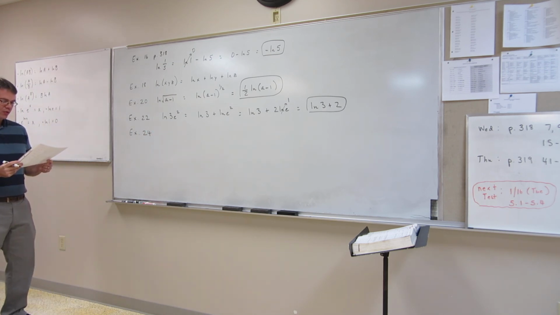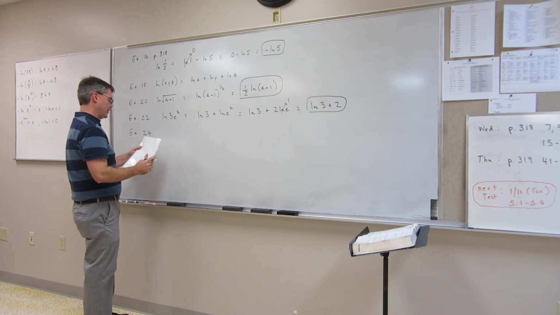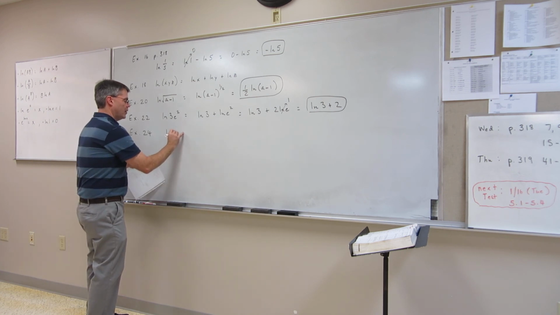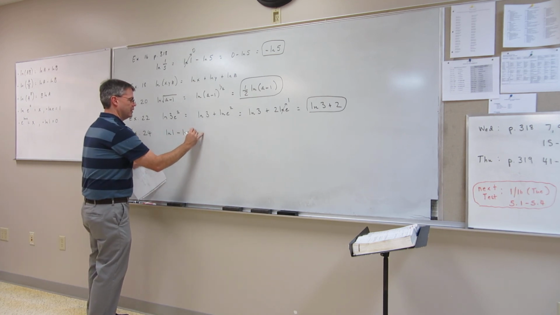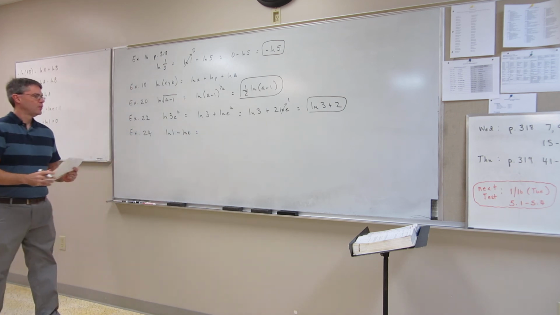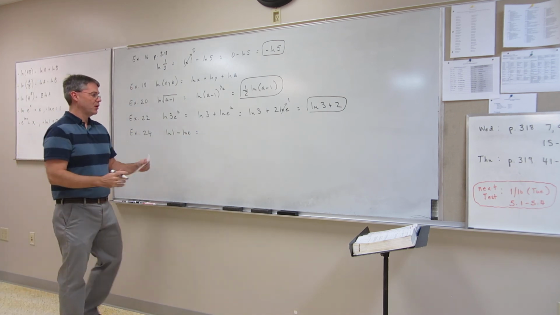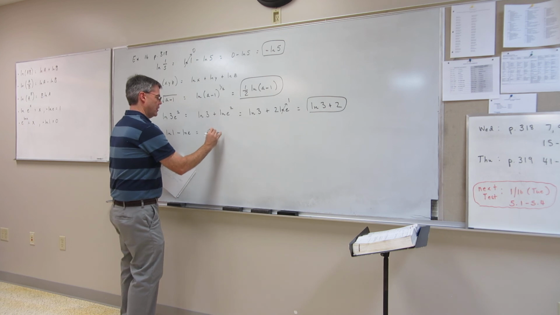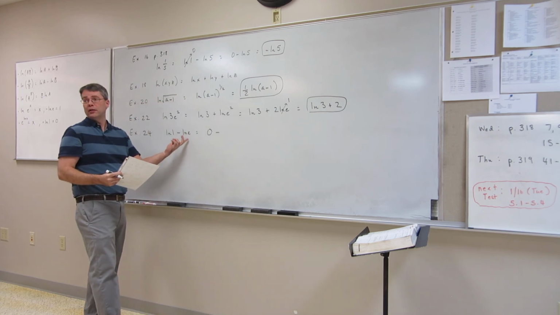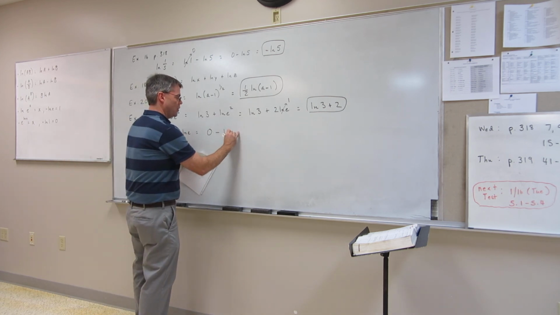All right, number 24, we have the natural log of 1 minus the natural log of e. Well, the natural log of 1 is 0. The natural log of e is 1. So that's 0 minus 1, which is negative 1.